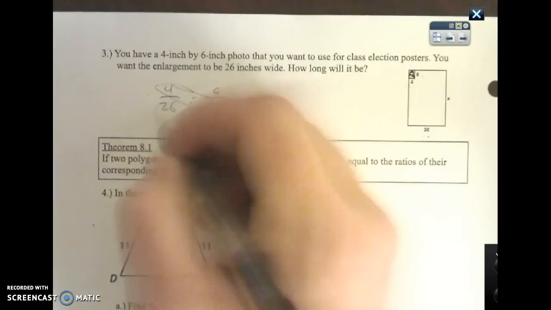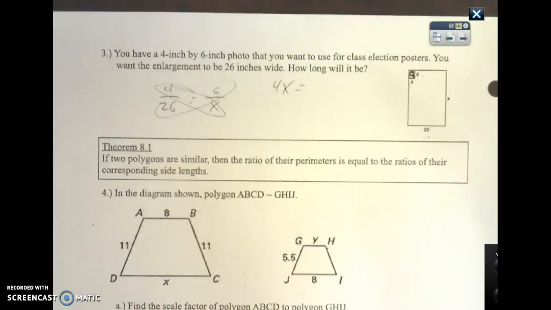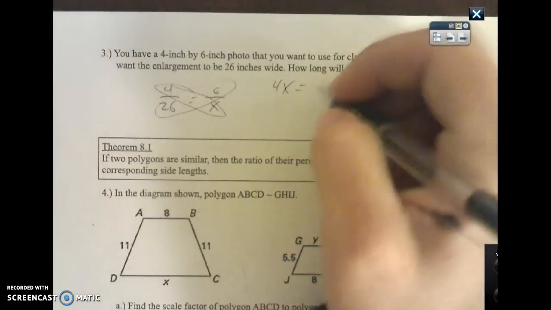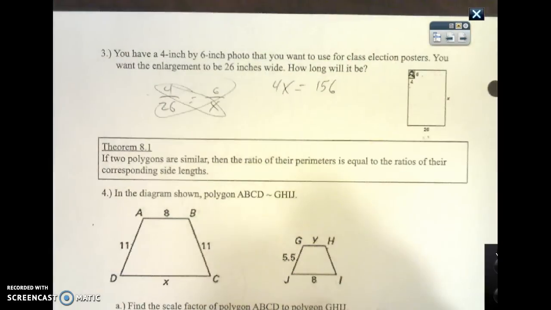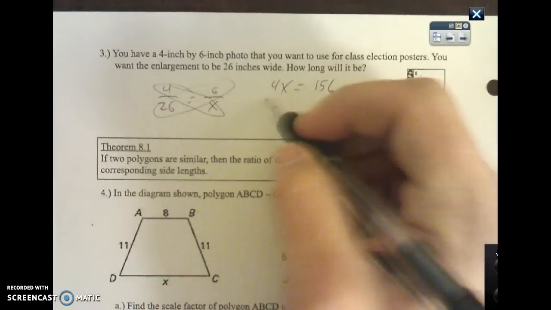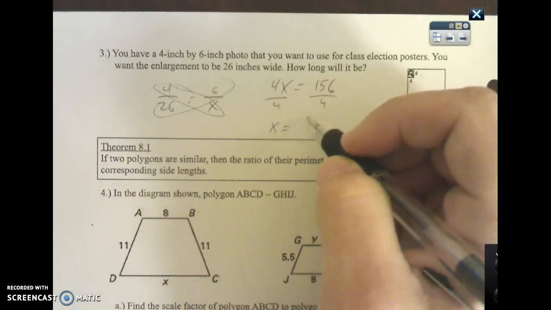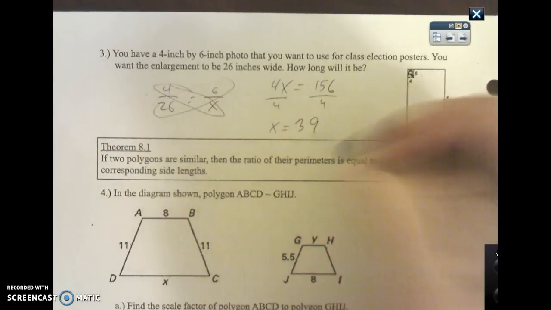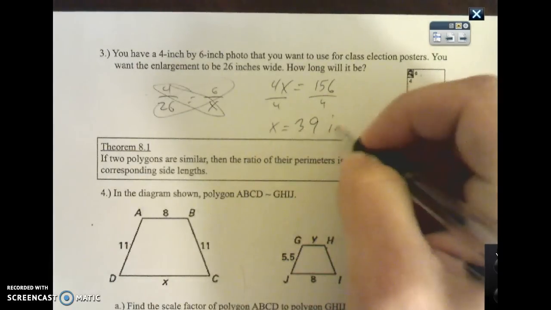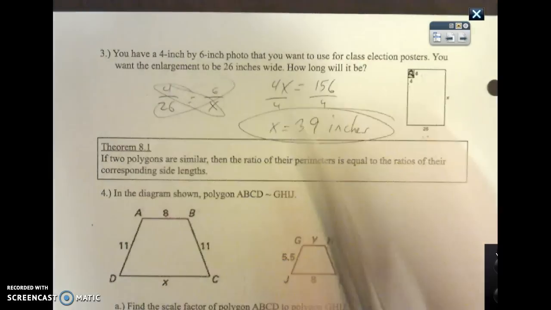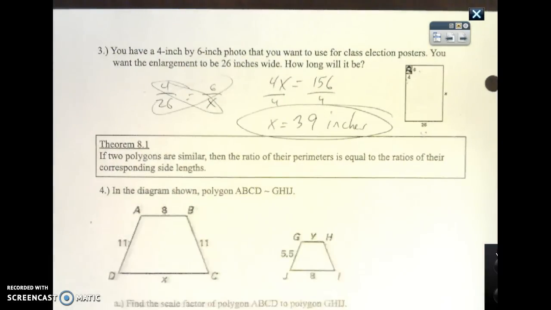And we can go ahead and cross multiply here. Cross multiplication is going to be one of your best friends in this unit. 26 times 6, 156. Divide both sides by 4. 39, and I need to have a unit, inches. Please don't forget your unit for any word problem.